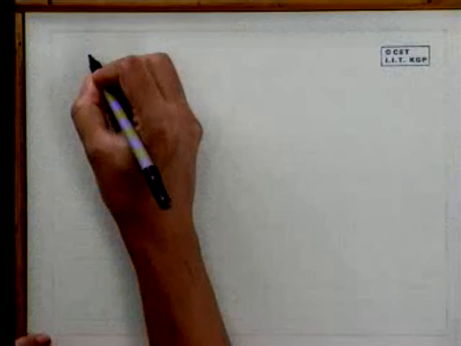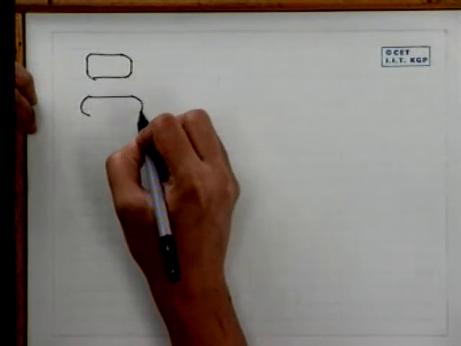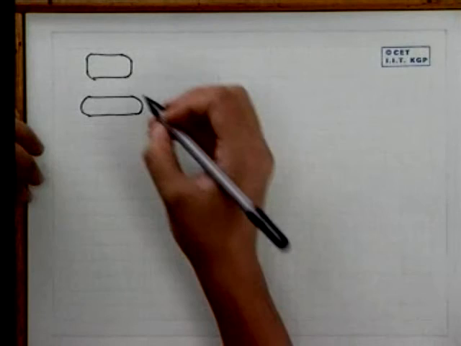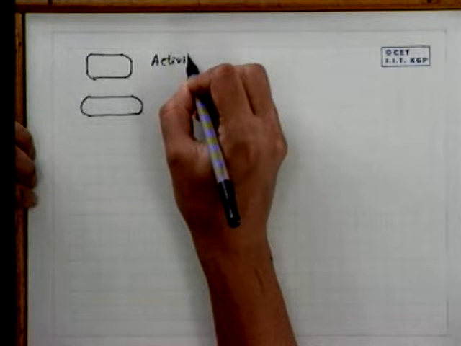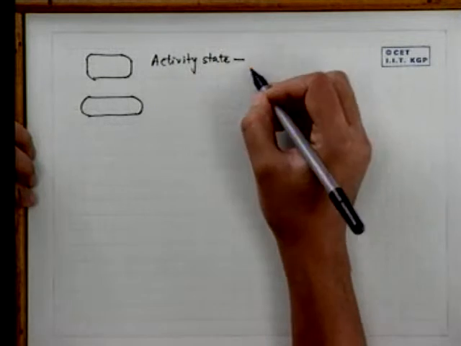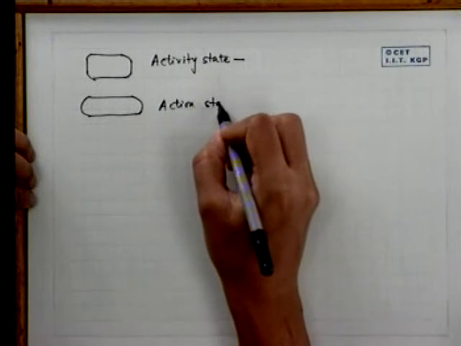An activity state, which is denoted like this, may consist of many other activities. So an activity state is not atomic and it has some duration, and it may be interrupted during that duration. Whereas an action state is an atomic state which consists of an atomic action. So this activity state may contain other activities, can be decomposed into other activities. And an action state is an atomic state.